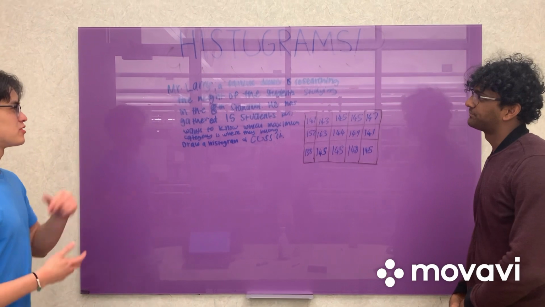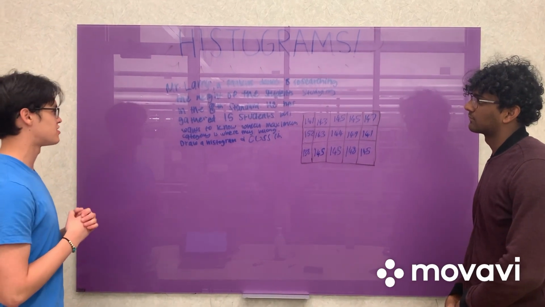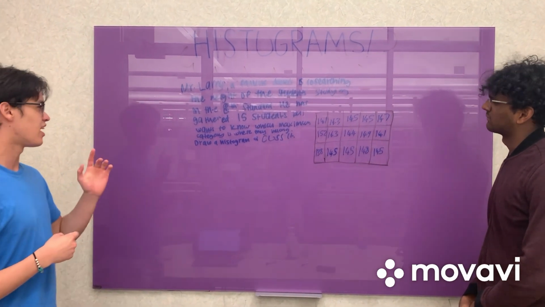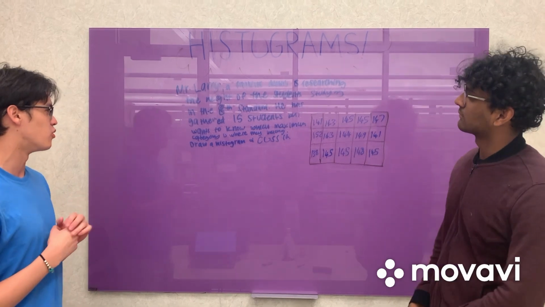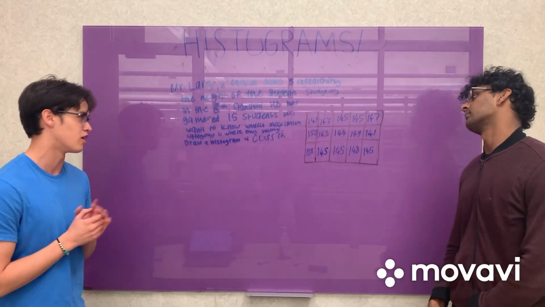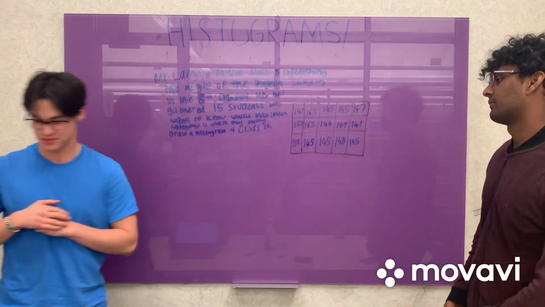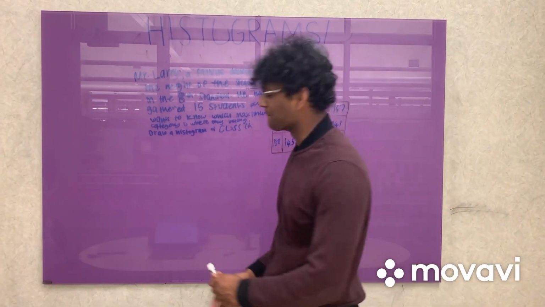Mr. Larry, a famous doctor, is researching the height of the students studying in the 8th standard. He has gathered 15 students but wants to know which maximum category is where they belong. Draw a histogram and discuss it.